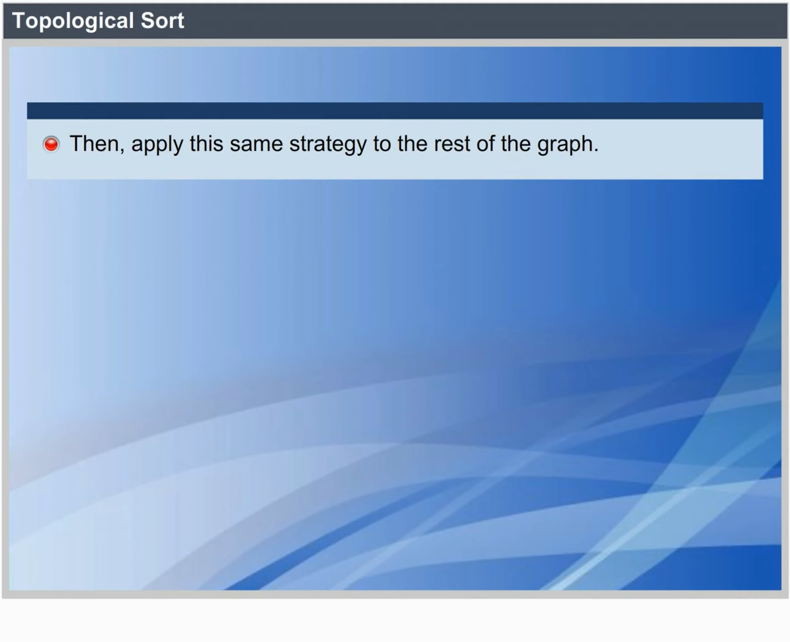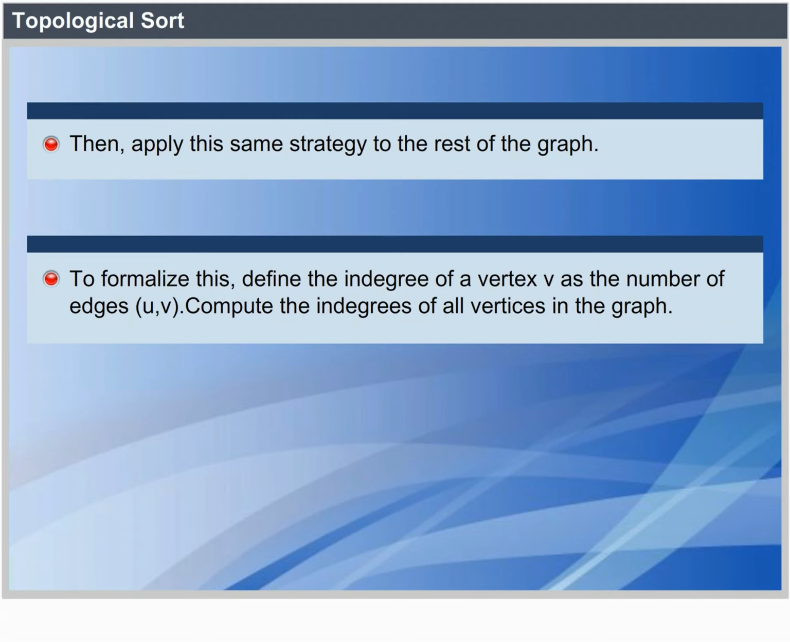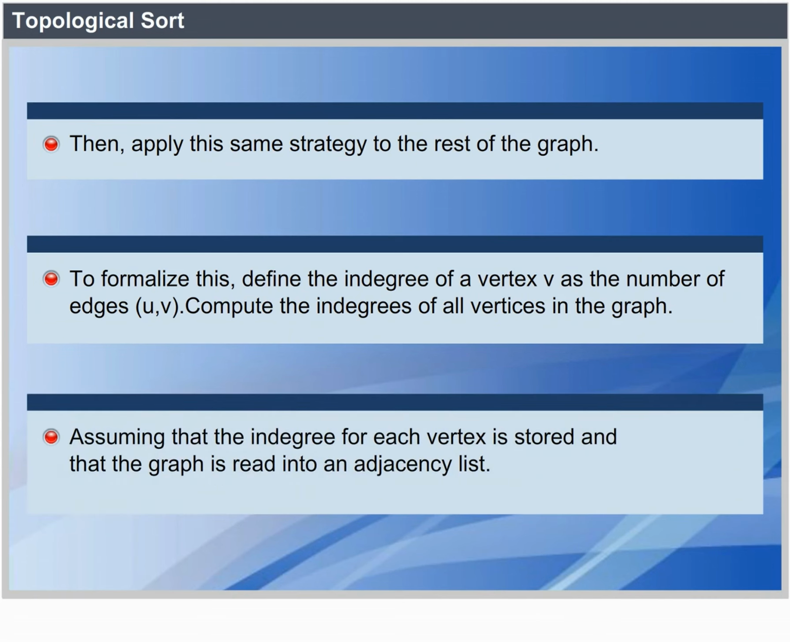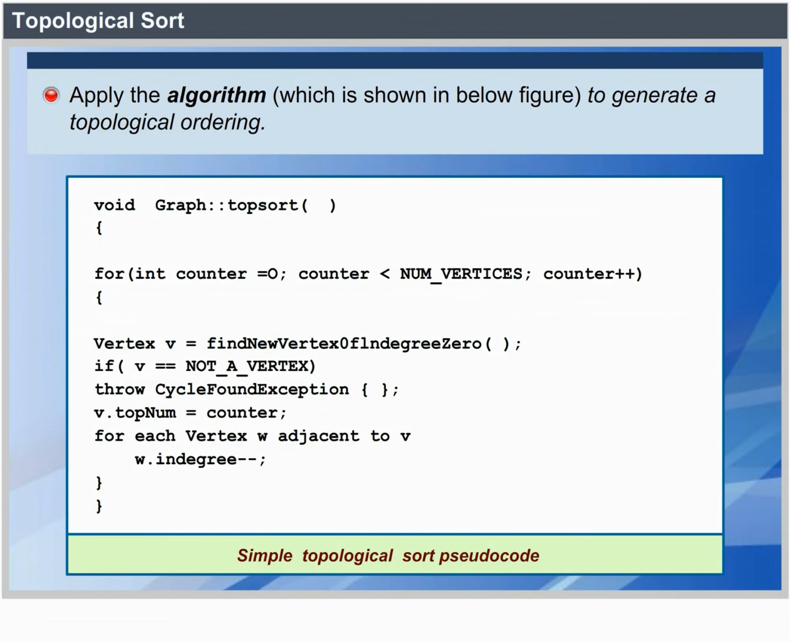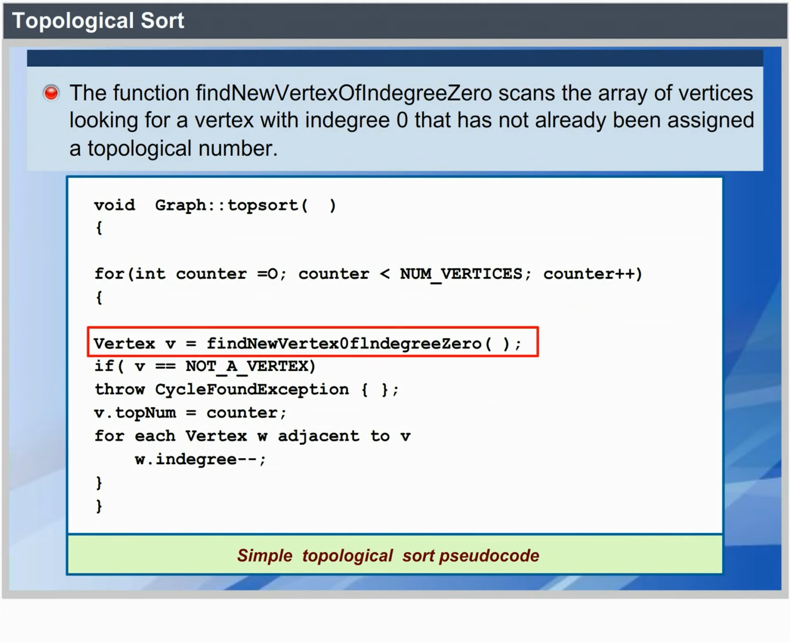To formalize this, define the in-degree of a vertex v as the number of edges (u, v). Compute the in-degrees of all vertices in the graph, assuming that the in-degree for each vertex is stored and that the graph is read into an adjacency list. Apply the algorithm shown in this figure to generate a topological ordering. The function FindNewVertexOfIndegreeZero scans the array of vertices looking for a vertex with in-degree 0 that has not already been assigned a topological number. It returns NOT_A_VERTEX if no such vertex exists. This indicates that the graph has a cycle.